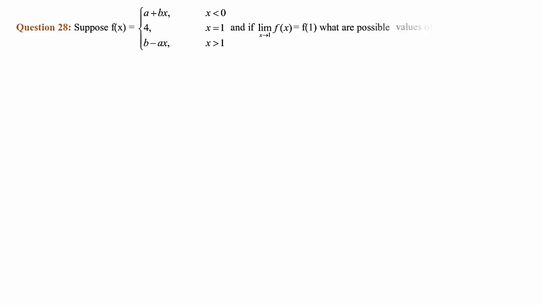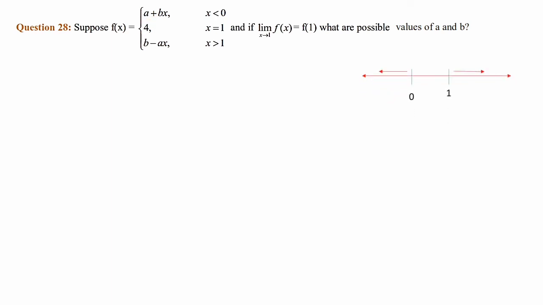Next, we shall discuss question number 28. Suppose f of x is equal to a plus bx if x less than 1, f of x is equal to 4 if x is equal to 1, f of x is equal to b minus ax if x is greater than 1, and if limit x tends to 1 f of x is equal to f of 1, what are the possible values of a and b? This is the question. Here we are asked to find out the values of a and b in this function.